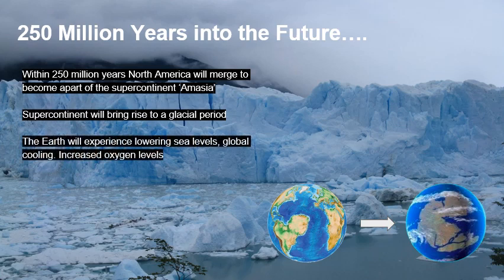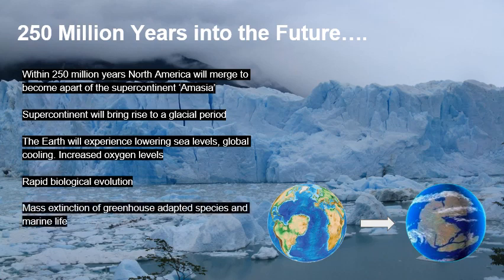With lowering sea levels and increasing oxygen levels, North America, or now Amasia, will likely experience rapid biological evolution. Species once thriving on North America during ice ages, such as camels and giant bears, would benefit, leaving greenhouse-adapted species and marine life to suffer.